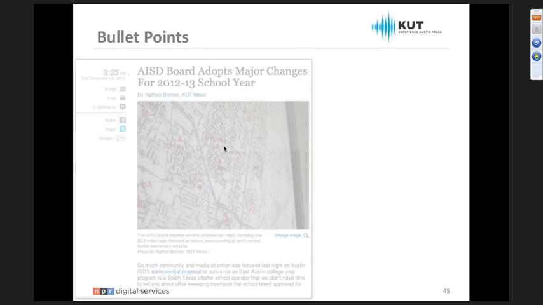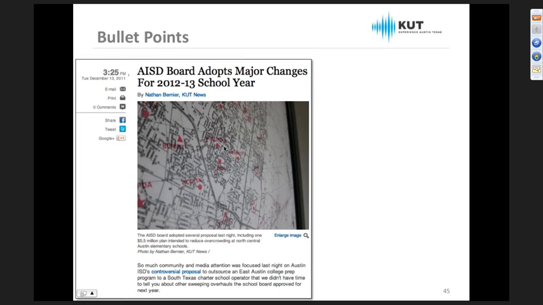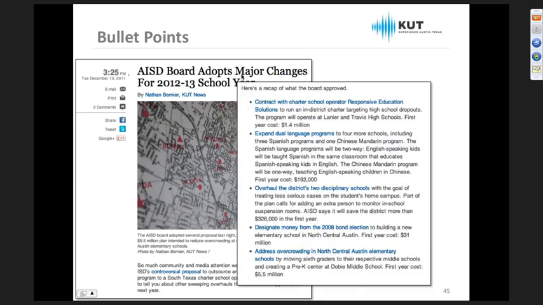Bullet points. Again, with this KUT example from the school board changes, the school board meeting. If you were to write this whole story as an 800-word story, it would be exhausting on the eye. You may not even get through the whole thing. So to have bullet points saying exactly what was adopted makes it so much easier to consume that information than just having 800 words.